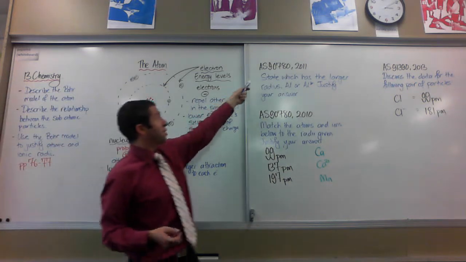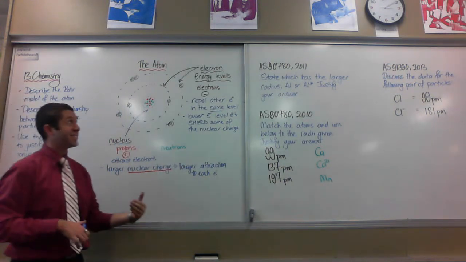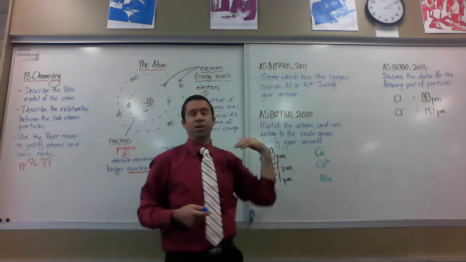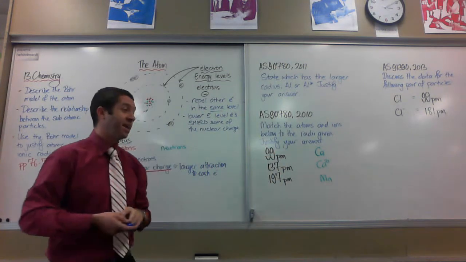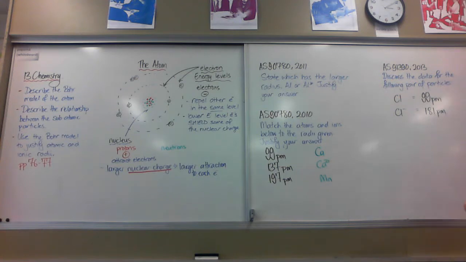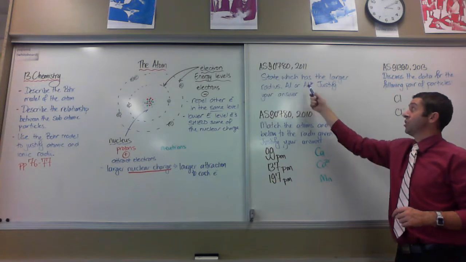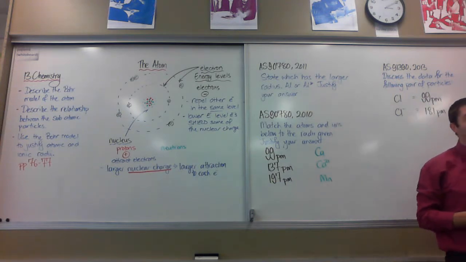So let's have a look at this first question, which is from the 2011 NCEA paper. It's a standard that doesn't exist anymore, which is why I've put the number there so you can look those up yourselves at a later date. It says here, state which has the larger radius, aluminium or aluminium 3+. Justify your answer. Now if I have a think about this, just using the Bohr model, what do these two have in common? What is the same about both of them?